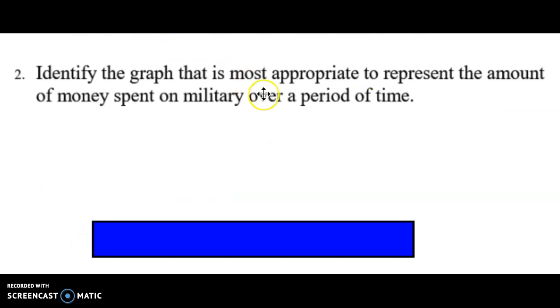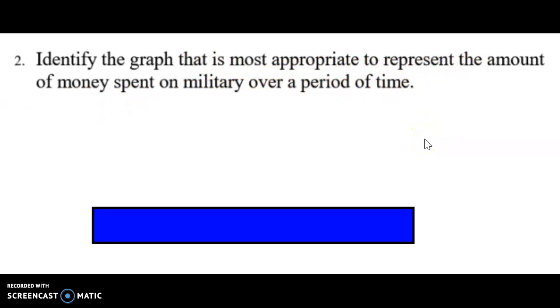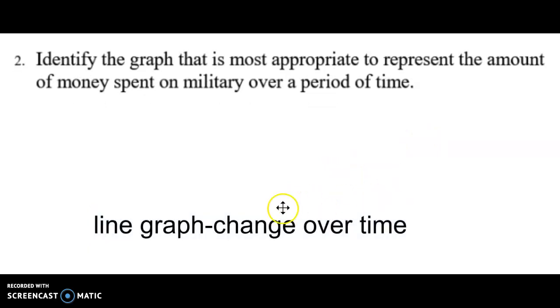I'm going to skip this one. Which graph is the most appropriate to represent the amount of money spent on the military over a period of time? When you're ready for your answer, come back. The answer would be a line graph because it's showing change over a period of time.